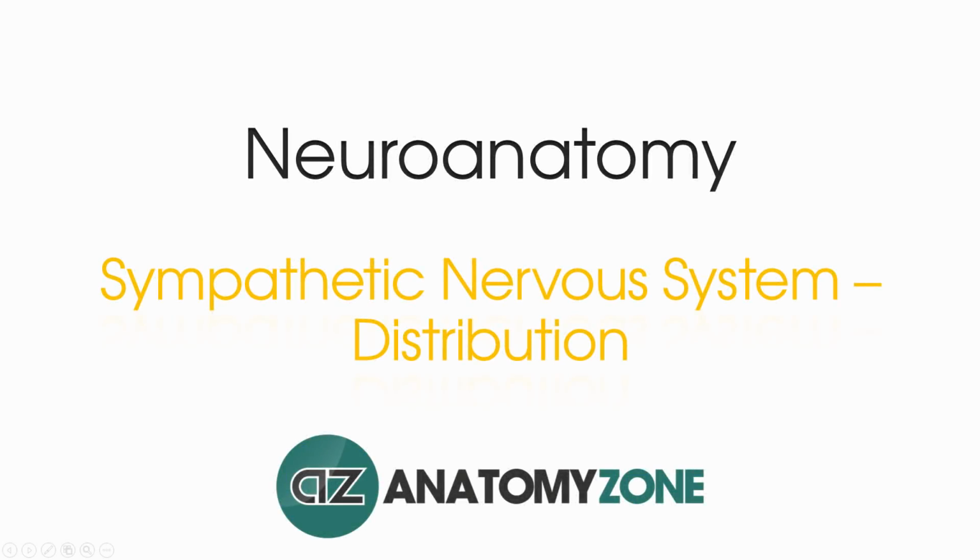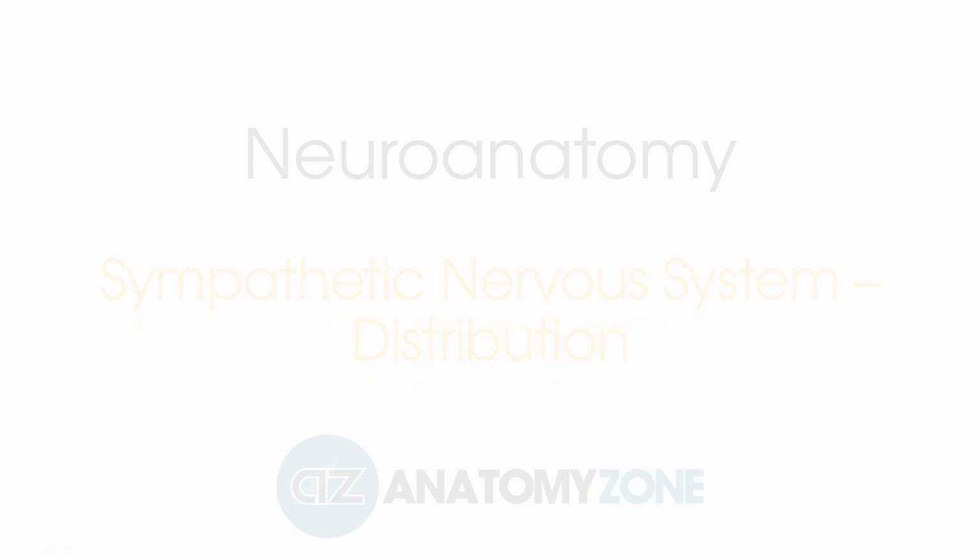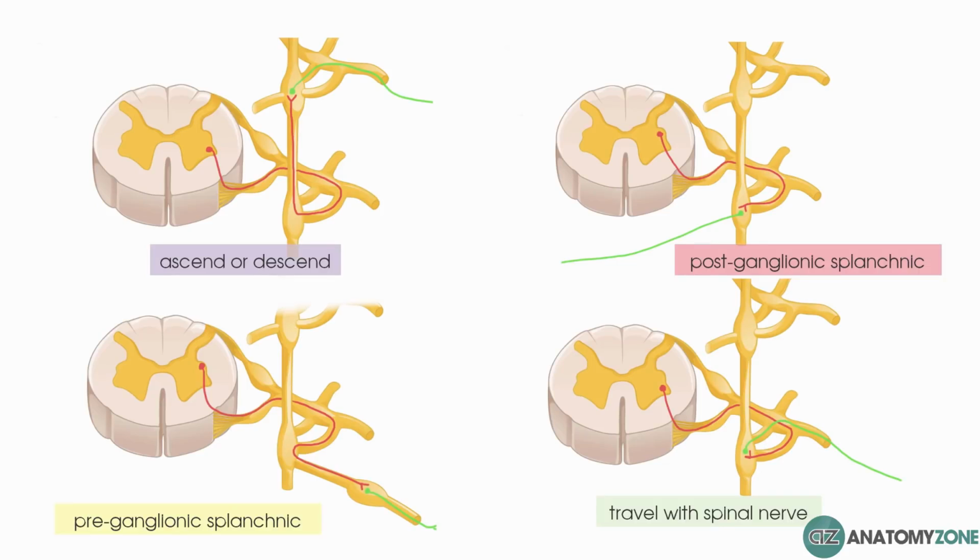Hi, this is Peter from Anatomy Zone, and in this tutorial we will take a look at the distribution of the sympathetic nervous system. In the previous part of this tutorial we looked at the basic structure of the sympathetic nervous system and the different configurations of the pre- and post-ganglionic fibres.